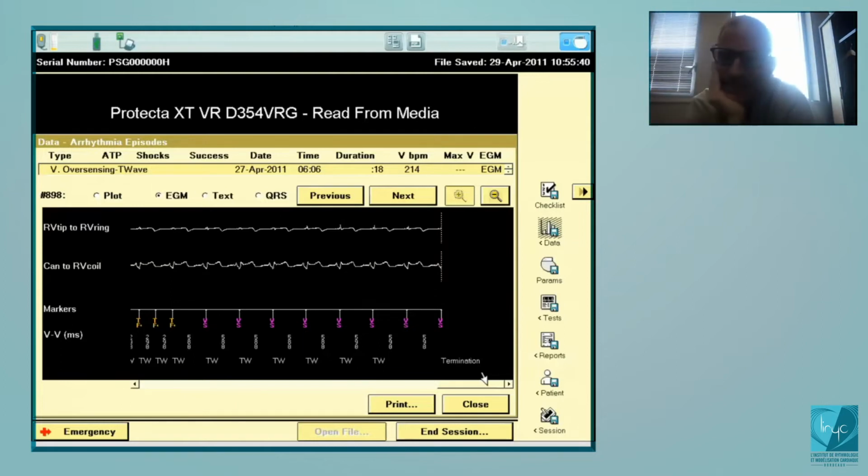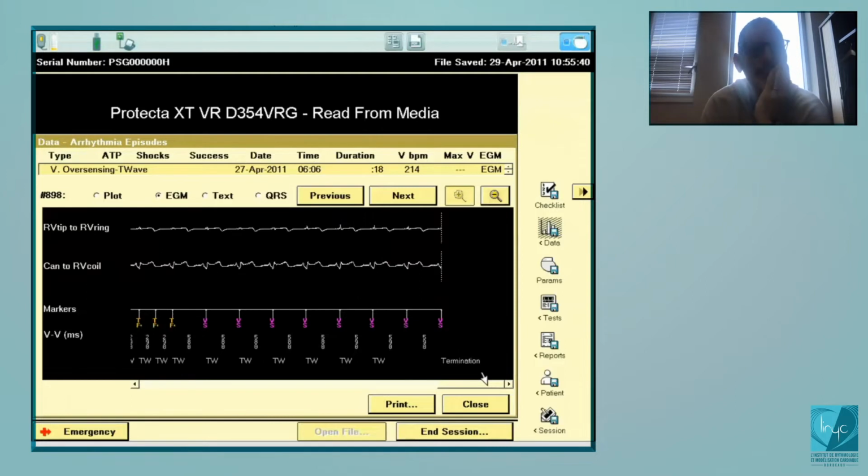And it's not so frequent in spontaneous activation, but we see many cases of T-wave oversensing after ventricular pacing. Frequent is not the good word, but quite frequent. The impact on the patient is not the same because no shock will be delivered in this case, but I think that could be corrected.